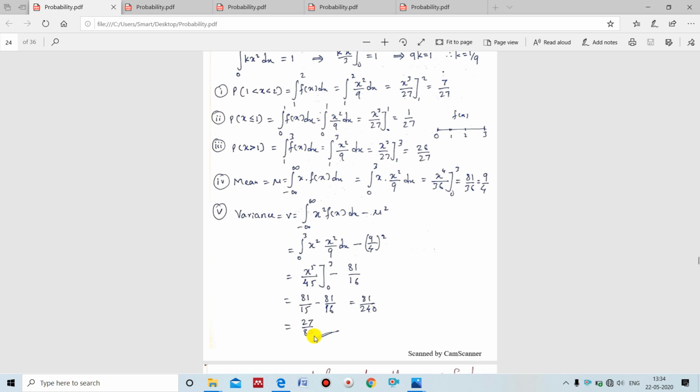So this is the exponential distribution. In the next video we will learn the last concept of the model, that is the normal distribution. In the normal distribution video we will solve examples.